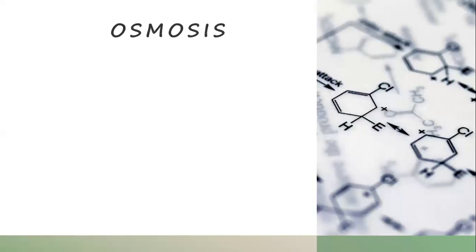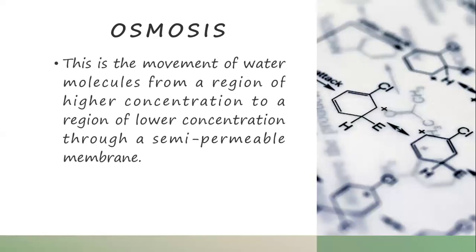Now let's move on to osmosis. This is the other process that occurs for the transportation of materials. Osmosis is the movement of water molecules from a region of high concentration to a region of low concentration through a semi-permeable membrane. So when you're talking about osmosis, there's simply the movement of water molecules from the region of higher concentration to a region of low concentration through this semi-permeable membrane. That's the definition of osmosis.